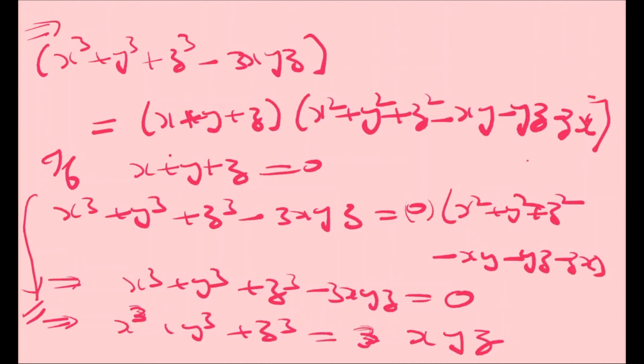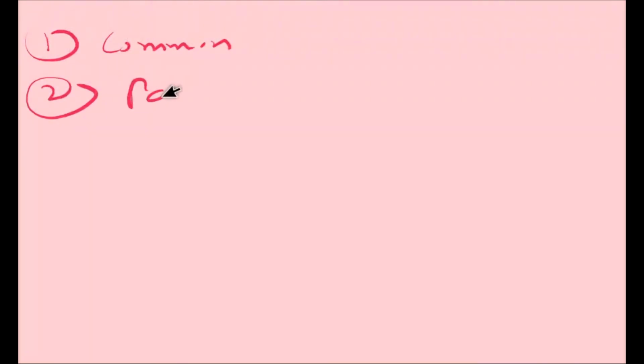So in our topic, the methods of factorization, what were the methods of factoring? First, common method. Second, pair method. Third, using identities, whatever identities I have already told you. Okay, first method, common. Second method, pair. Third method, formulae, as already explained.